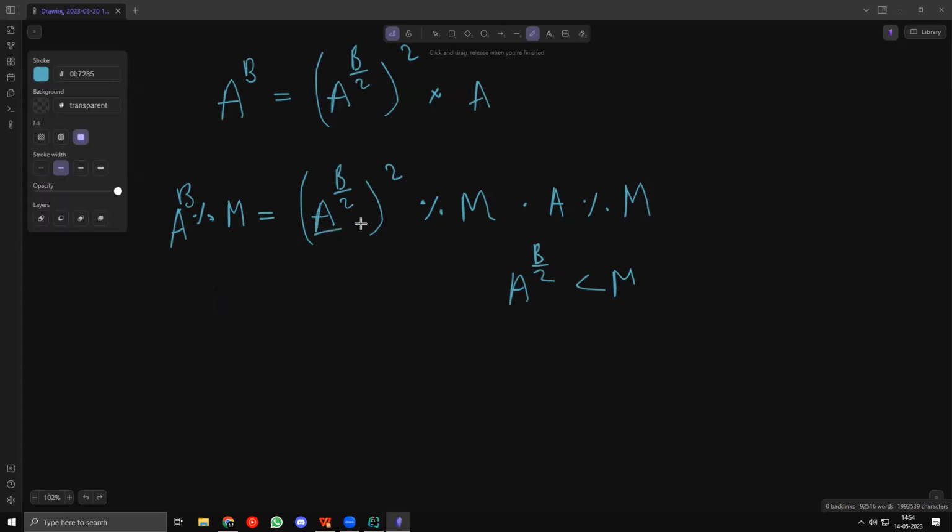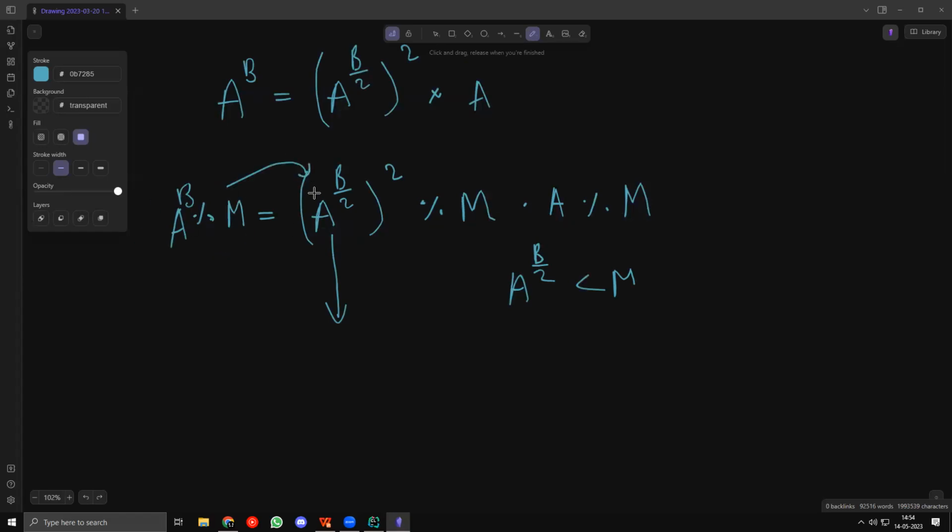It's because a to the power of b by 2, when I'm calculating this, this is also modular arithmetic, right? This is also modular arithmetic. Okay, people are annotating again. Let me disable annotations and clear all. Okay, there you go.